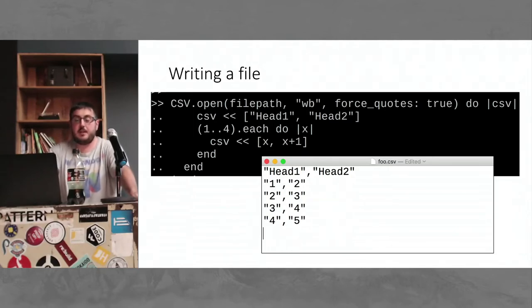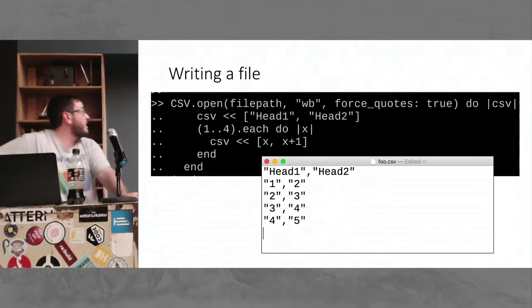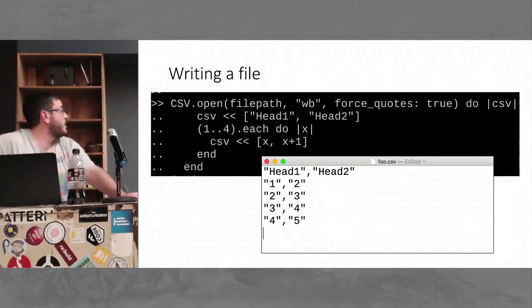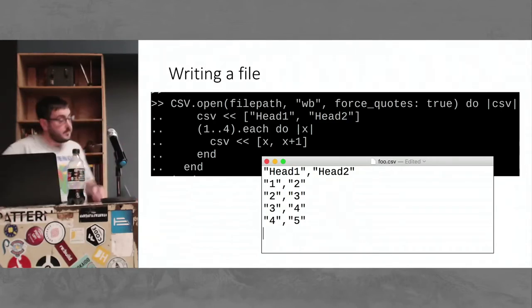The CSV block is pretty much the file cursor with the little sugar wrapped around it. You basically just shove in arrays. Every array you shove in is a row in the file. So in this case, I'm manually shoving in a header row of head one and head two, and then just doing a quick loop and shoving in rows one through four, pretty much. And that is the end result of the file.